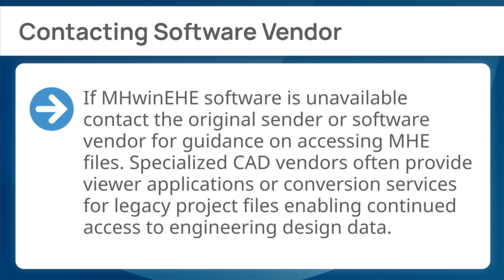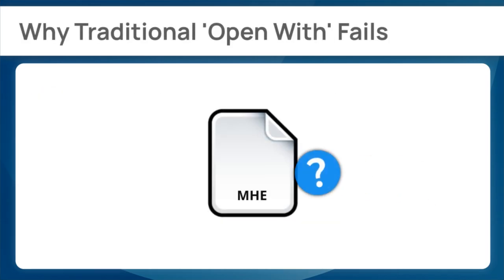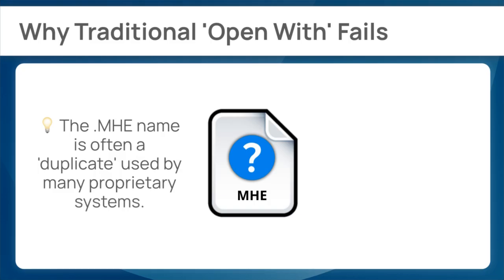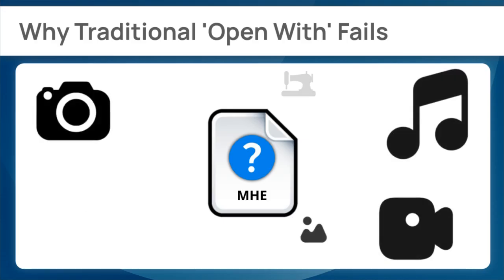If MHwinEHE software is unavailable, contact the original sender or software vendor for guidance on accessing MHE files. Specialized CAD vendors often provide viewer applications or conversion services for legacy project files, enabling continued access to engineering design data. If compatibility checks failed, it is likely because the file extension name is shared by different developers for unrelated formats, causing your PC to use the wrong reading language.